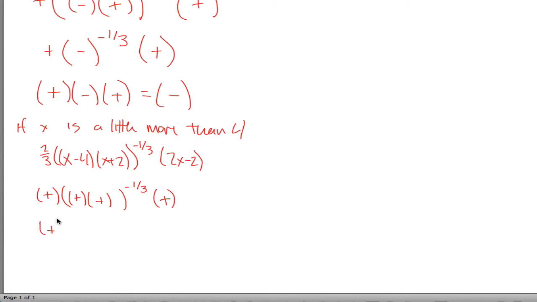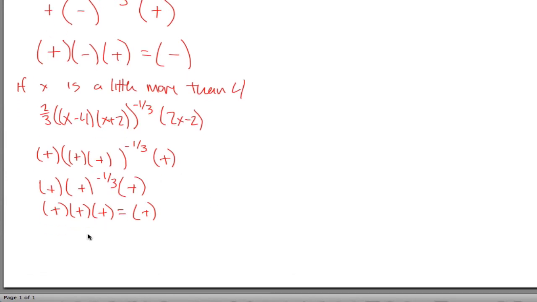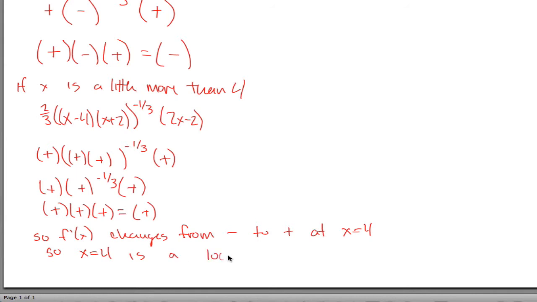Let me make this a little bit neater. Times a positive number raised to the negative 1/3 power times a positive number, which is just a positive number times a positive number times a positive number, which is a positive number. So f prime of x changes from negative to positive at x equals 4. So x equals 4 is a local min.